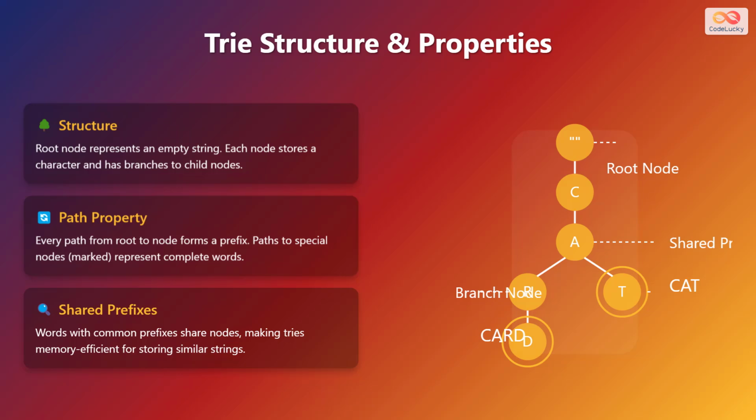Let's explore the structure and properties of a trie. The root node represents an empty string. Each node in the trie stores a character and has branches or edges that connect it to its child nodes. Every path from the root to a node forms a prefix of a word stored in the trie. Paths to specifically marked nodes represent complete words. Words that share common prefixes also share nodes in the trie, which makes tries memory efficient when storing similar strings.